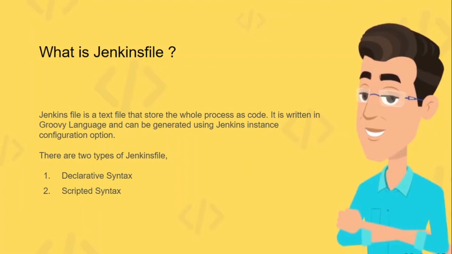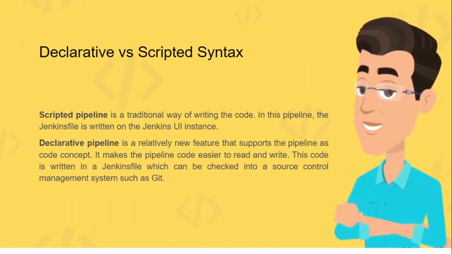Before we go ahead, let's first understand the declarative versus scripted syntax. Declarative pipeline is a new feature that added to create the pipeline. This is basically written in Jenkins file, which can be stored into source code management system such as Git. Whereas the scripted pipeline is a traditional way of writing the Jenkins file as a code. Ideally, scripted pipeline is written in Jenkins file on web UI of Jenkins. Unlike declarative pipeline, the scripted pipeline strictly uses Groovy based syntax.